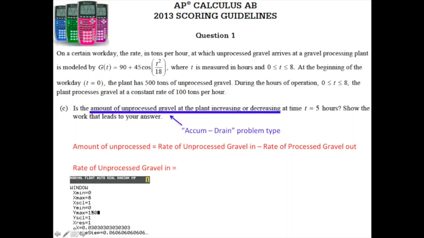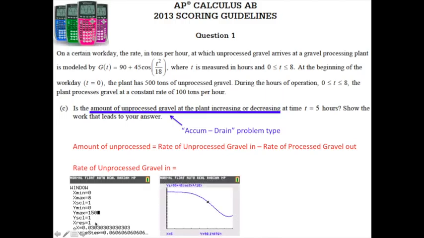So notice my window here. I went from 0 to 8. That domain coincides with this. I have a y min of 0 and a y max of 150. And so here is my rate of unprocessed gravel in.